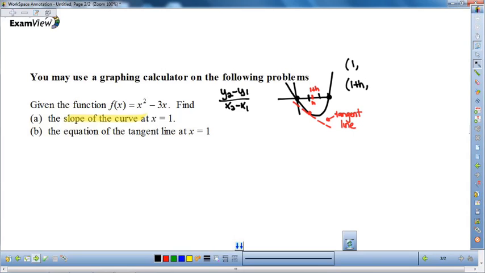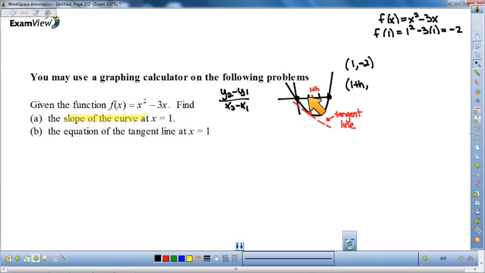So what we're going to do is pick another point. So we're going to go from 1 to 1 plus h. If we substitute 1 into my original equation, I'm going to have 1 squared minus 3, or negative 2. So my first point is going to be at (1, -2).